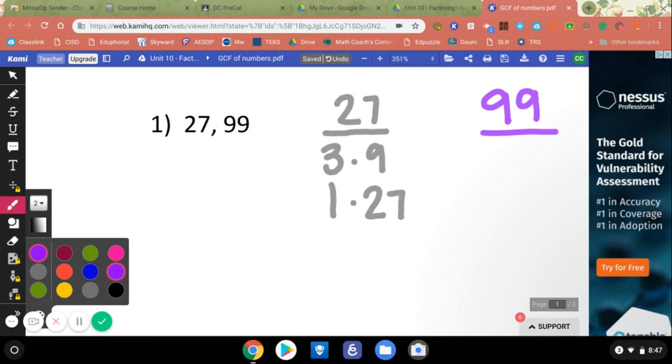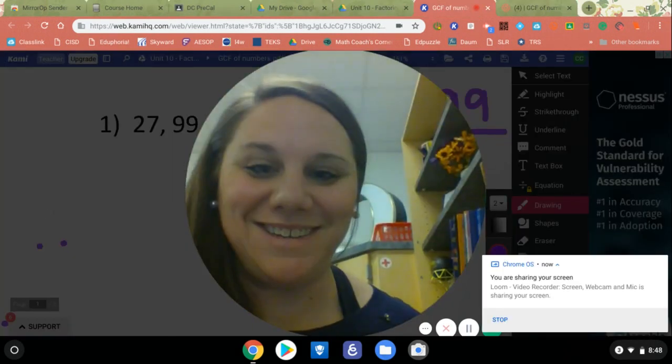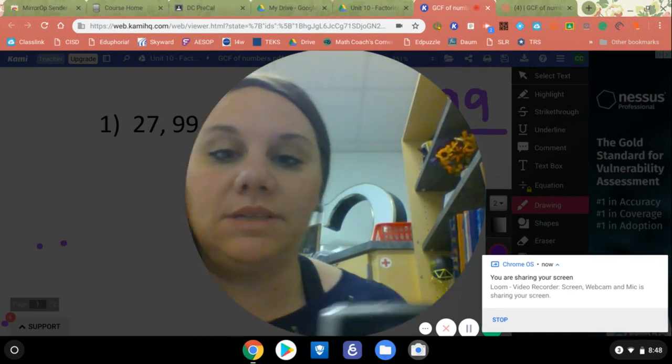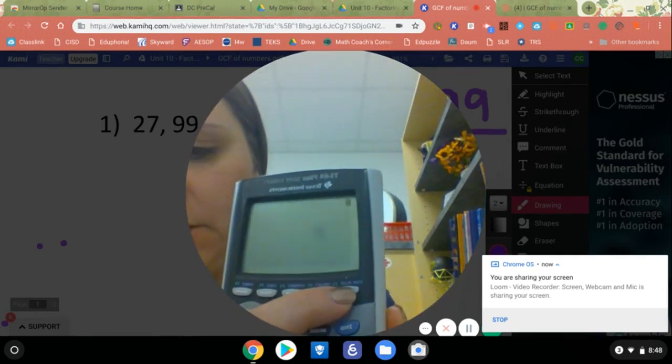So I'm going to show you how to do this. Hi. Good to see you guys today. So what I'm going to do is I need you to grab a calculator. So see, I have my calculator right here. And I want you to hit y equals. So y equals is right here in the top corner.